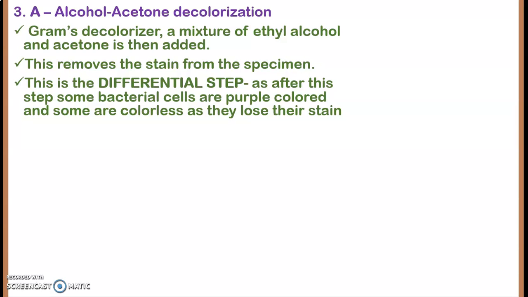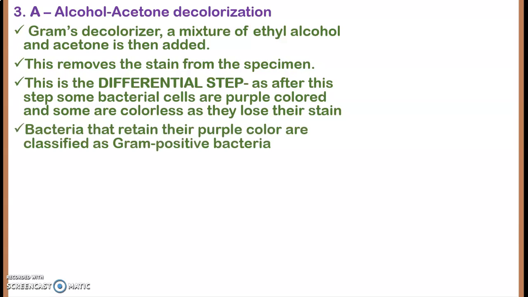Gram staining is a differential staining procedure, and the differential step in this Gram staining procedure is the step of alcohol acetone decolorization. After this step, some bacterial cells are purple in color and some are colorless because they lose the stain. And which cells lose the stain? Those in which the binding is not very proper, the Gram negative ones.